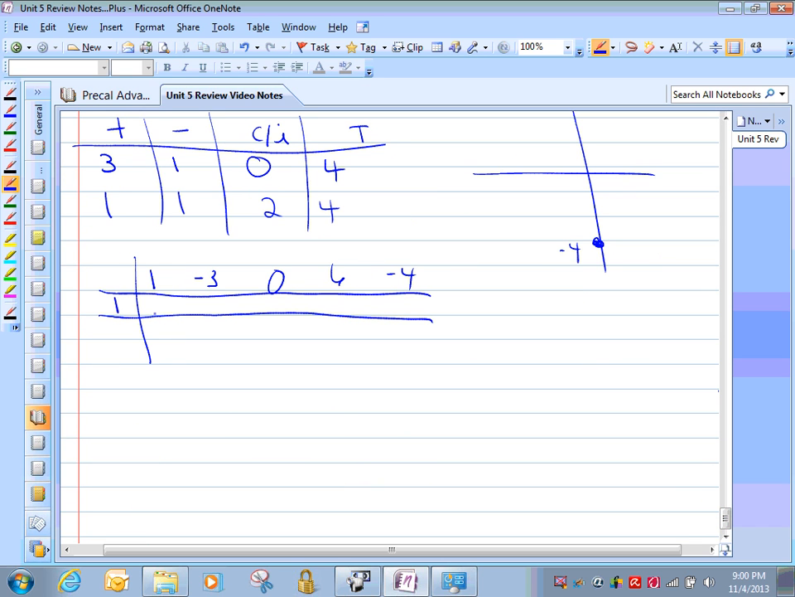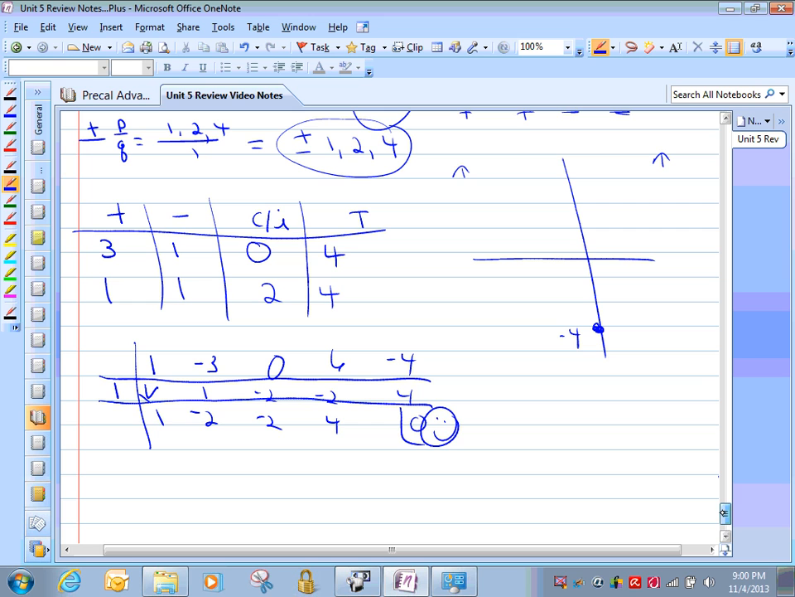Let's try 1. Bring down the 1. 1 times 1 is 1. That would be a negative 2. Negative 2 and 0 is negative 2. Negative 2 and 6 is a positive 4. And 1 times 4 is 4, and that is a 0. Aren't we lucky? All right, so now we have a 0. So one of our solutions is 1, and at 1, we would have a 0. All right, so we have another point on our graph.